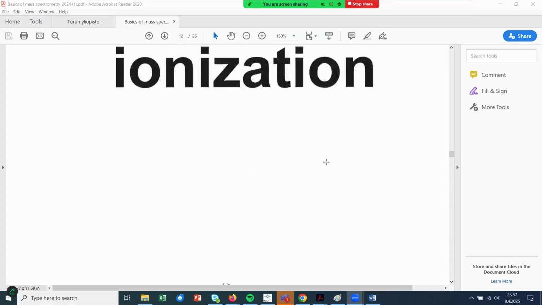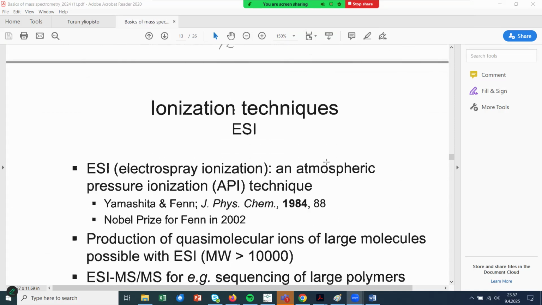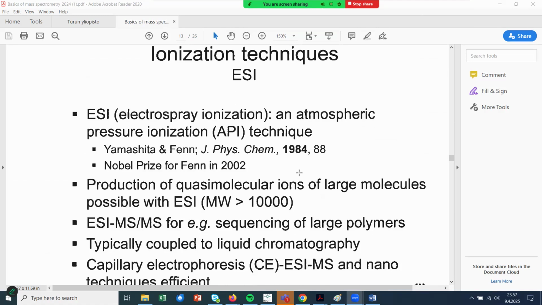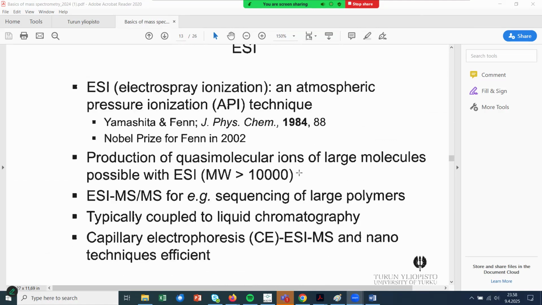So electrospray ionization is my first example here. It's an atmospheric pressure ionization technique, and the inventor of this modern version of ESI actually won a Nobel Prize a bit more than 20 years ago. ESI produces quasimolecular ions even for large molecules. You can analyze very large molecules, but you can also analyze small molecules.